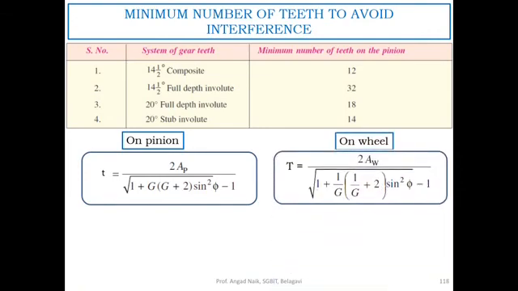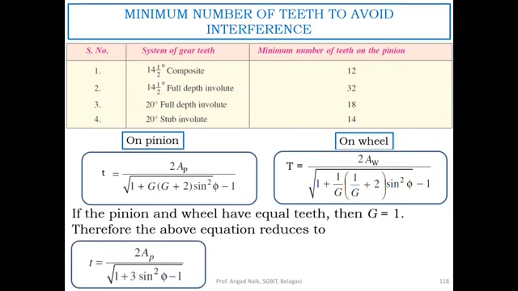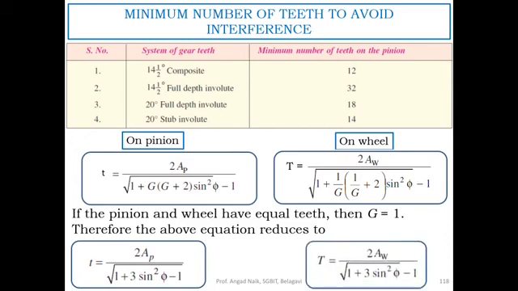Now if the pinion and wheel have equal teeth, then the gear ratio will become 1, that is G becomes 1. Now if I substitute the value of G is equal to 1 in the above equation, then the equation reduces to small t is equal to 2 into AP divided by square root of 1 plus 3 sine square phi minus 1. If the same thing is applied for the wheel, then we get capital T is equal to 2 times of AW divided by square root of 1 plus 3 sine square phi minus 1.